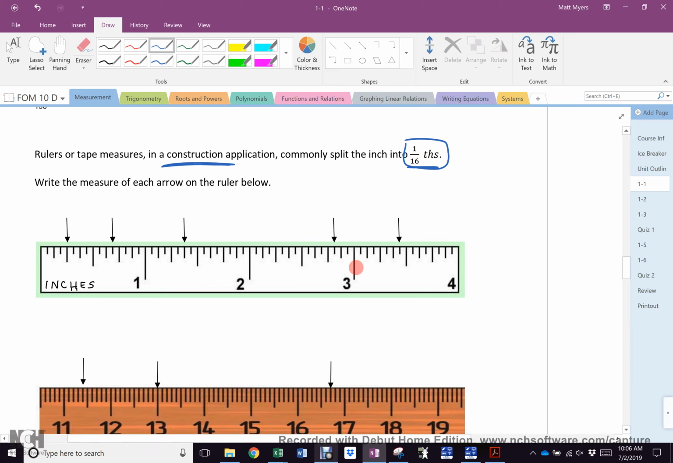So if this distance from 0 to 1 is split into 16ths, how much is that on a tape measure? The whole inch has been split into 16ths, so how long is that? 1/16. Each little tick on a tape measure usually is 1/16. So what then is 2 ticks on a tape measure? How many 16ths is that?